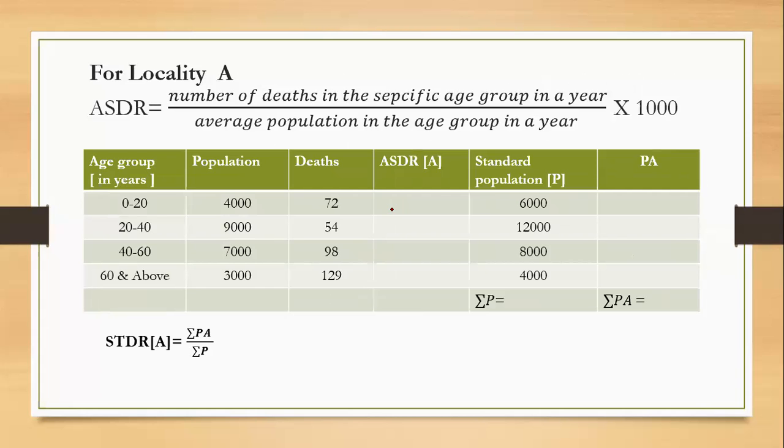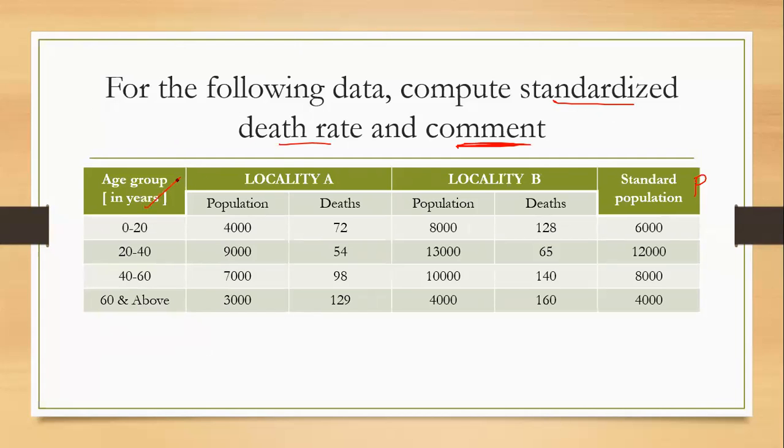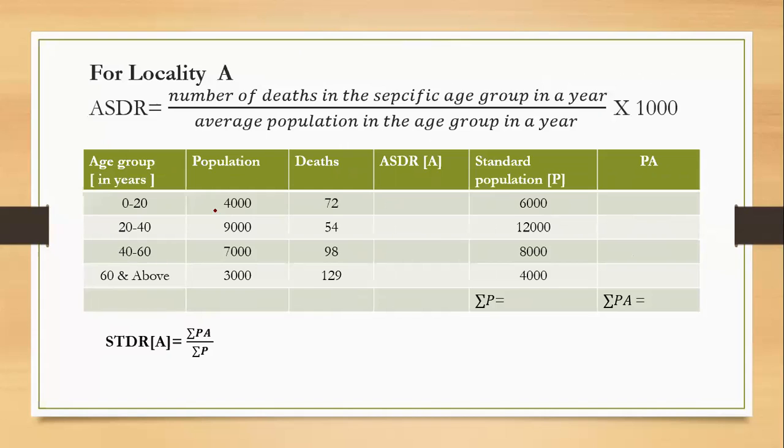So we'll work out first for locality A. But please write all these formulas, students. It will take just 15 seconds to write these formulas, especially in your paper. First we'll take locality A. What things are required? Age, the population and the death rate are required along with the standard population. I have written the information here. We'll find the ASDR and then the total standardized death rate.